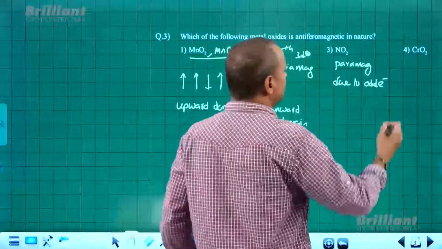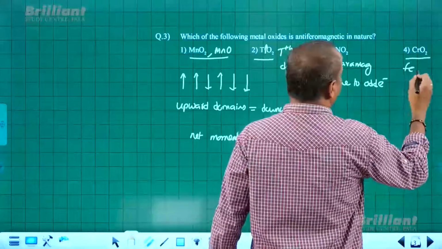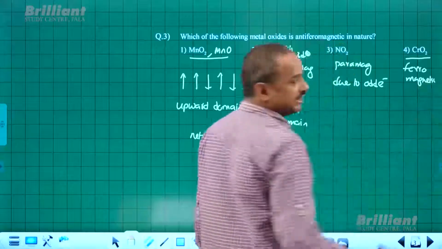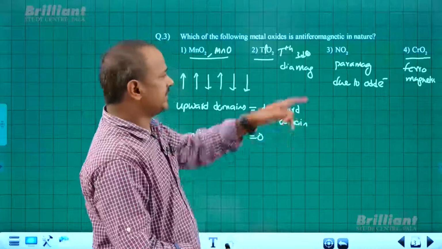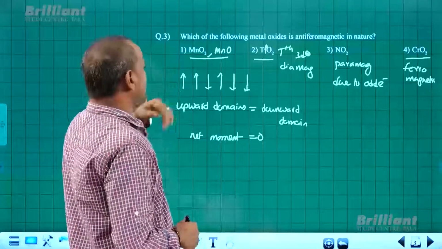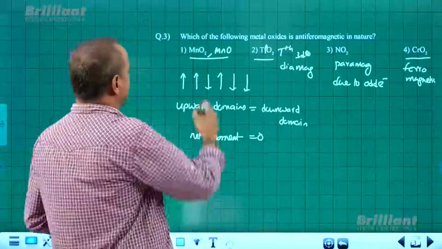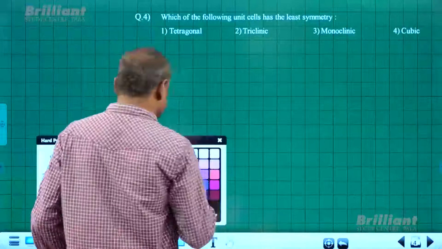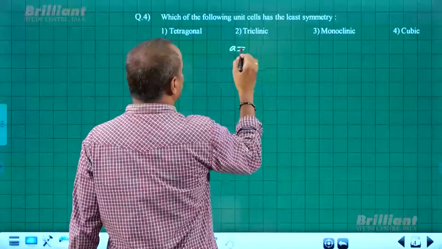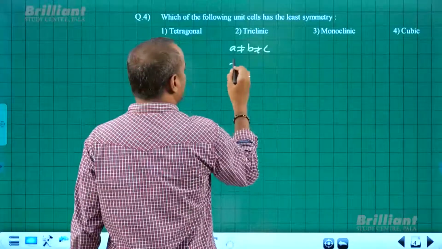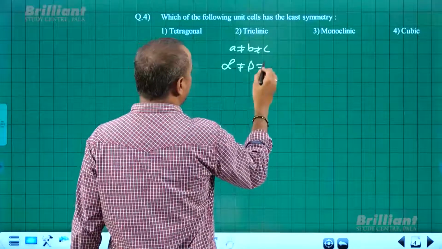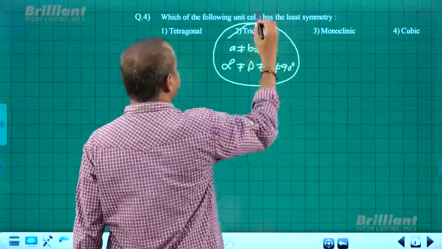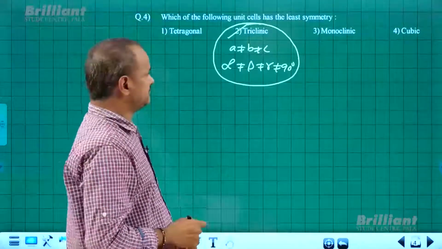This is CrO2, an example of a ferromagnetic. Ferromagnetic means same alignment of domains. So MnO2 and MnO are antiferromagnetic. Least symmetry means a is not equal to b, not equal to c, and alpha not equal to beta, not equal to gamma, not equal to 90 degrees. That is called triclinic. That's why the least symmetric is called triclinic.